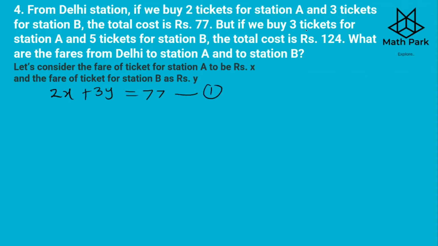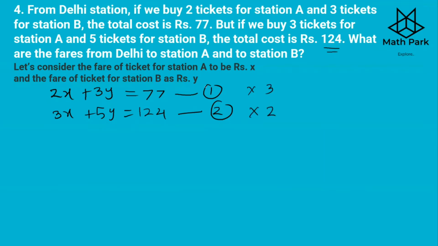But if we buy 3 tickets for station A, the cost is going to be 3x, and 5 tickets for station B, the cost is going to be plus 5y. And then the total cost becomes 124. Okay, this is our equation number 2. Now we have to equate the coefficients over here. So let us multiply equation number 1 by 3 and equation 2 by 2.